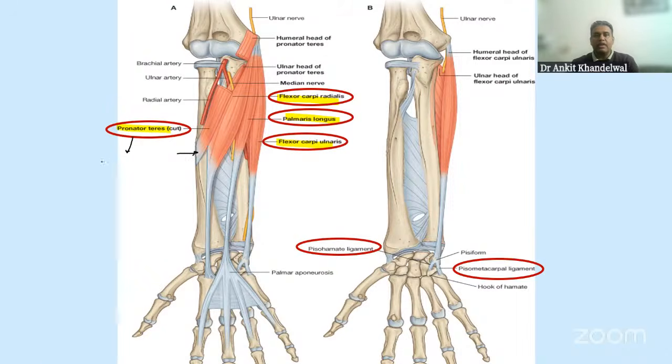So will it act on the wrist joint? A W? No, because it is not crossing the wrist. These are crossing the wrist, so they will act at the wrist joint. Common sense. This ulnar is supplied by ulnar nerve, the other is supplied by median nerve.